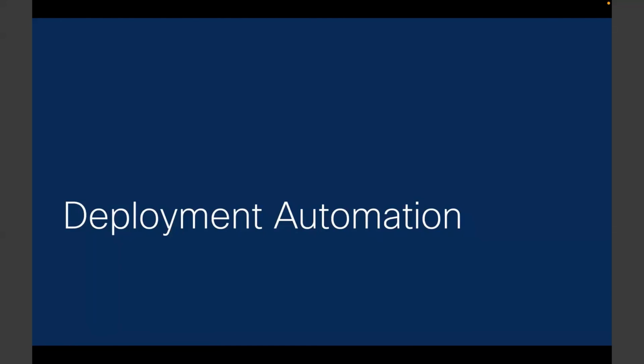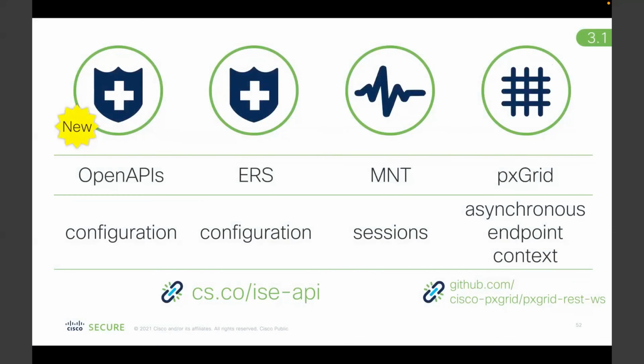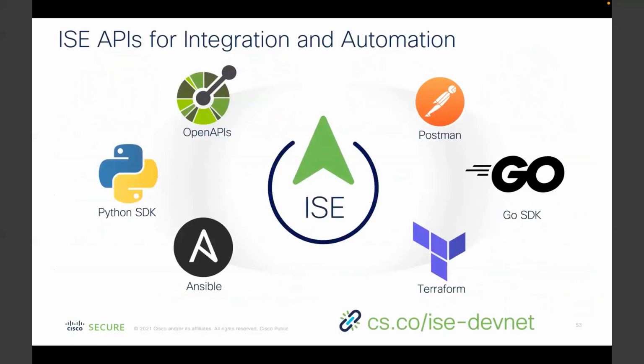All right, so last thing is deployment automation. We have been doing a lot in ISE 3.0, 3.1 to improve our APIs. So we have these different APIs available that have enabled us, as we move into the cloud, to do all kinds of fantastic automation with things like Ansible and Terraform to really move into an infrastructure as code world. So this has been a fantastic thing.